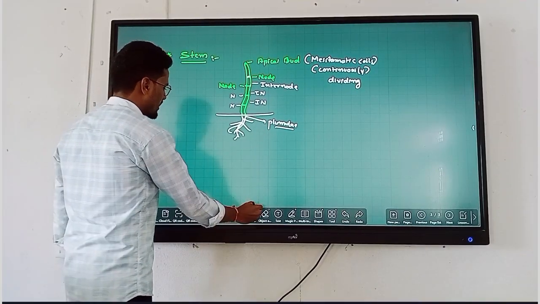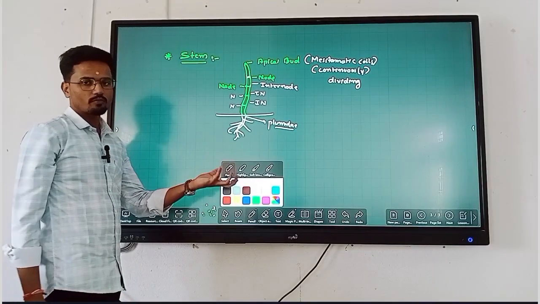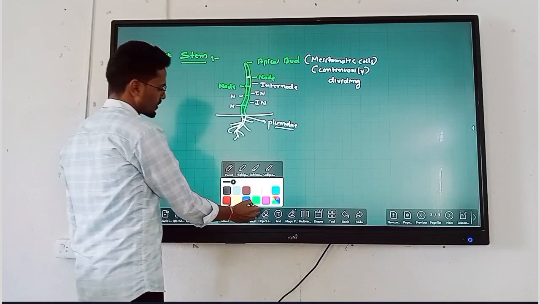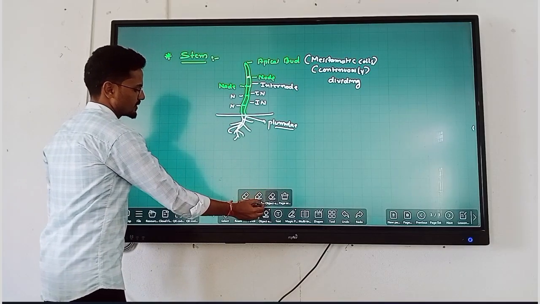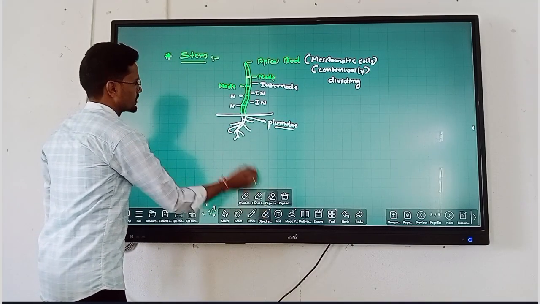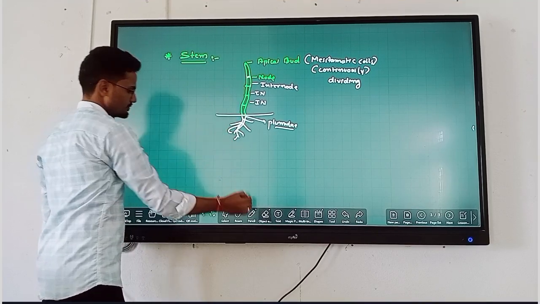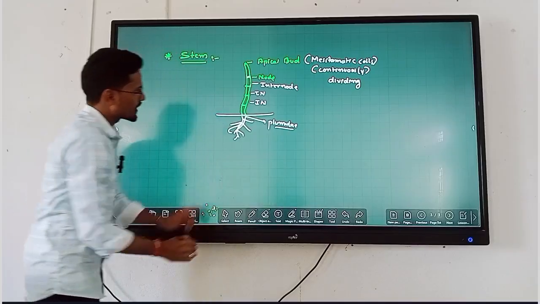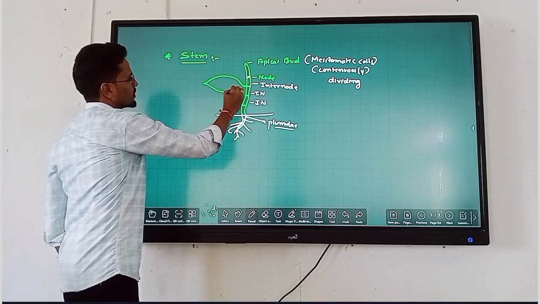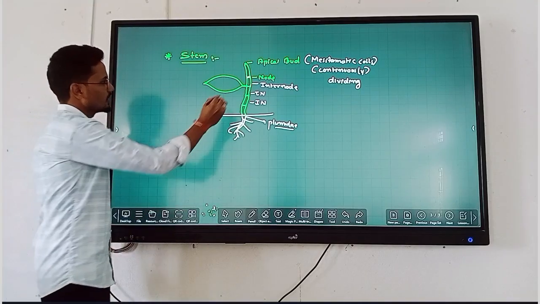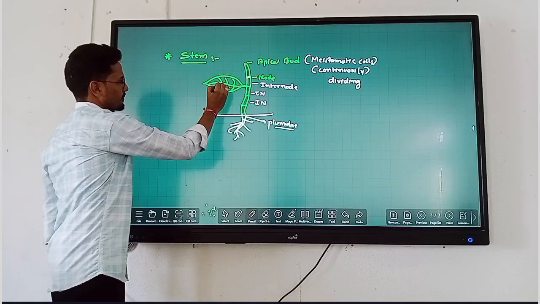From this nodal region only, leaves are formed. We'll see how actually. I'll grab this portion here to understand better. So here leaves arise from a nodal region. Leaves arise from the nodal region of a stem.